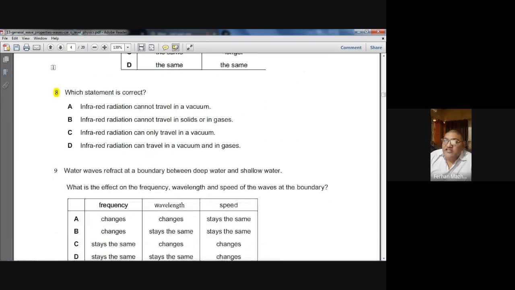Question number 8. Which statement is correct? Infrared radiation cannot travel in a vacuum. That's wrong. Infrared radiation cannot travel in solids or in gases. That is also wrong. Infrared radiation can only travel in a vacuum, and infrared radiation can travel in a vacuum and in gases. So D is the best option. That's the correct option, sir. Question number 8, D is the right option.